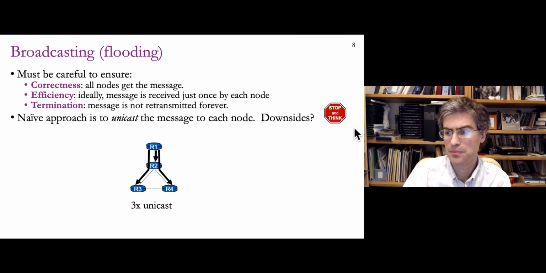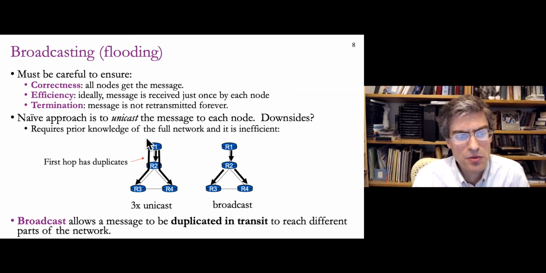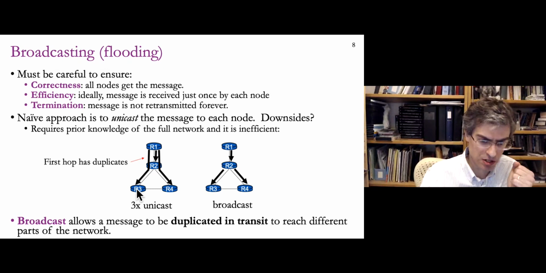Okay, two problems that I can identify. So the first one is that you had to have prior knowledge of the network. Like this R1 had to know three different addresses. If there was a fifth machine that joined, a fifth router, R1 would have to learn that IP address.